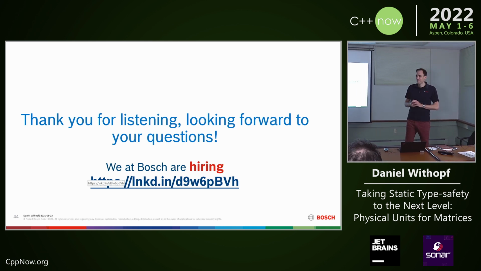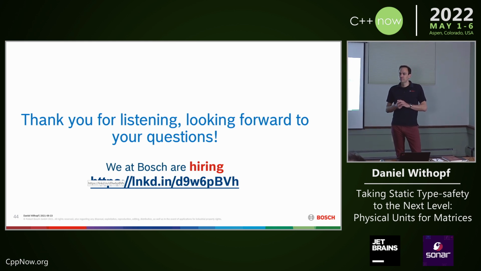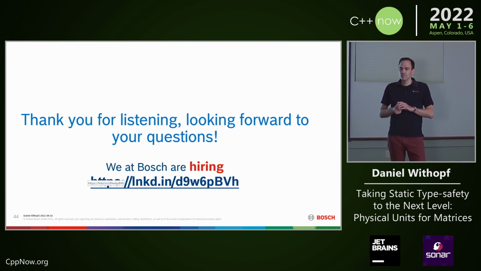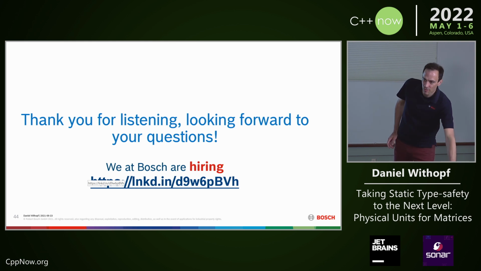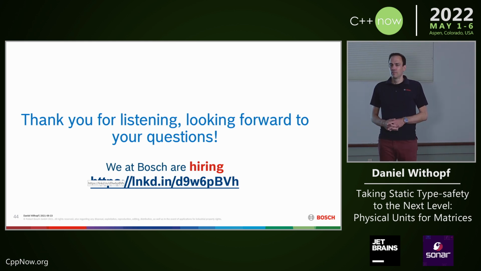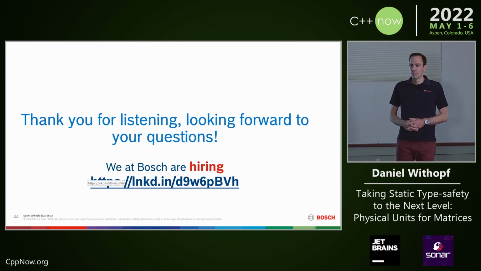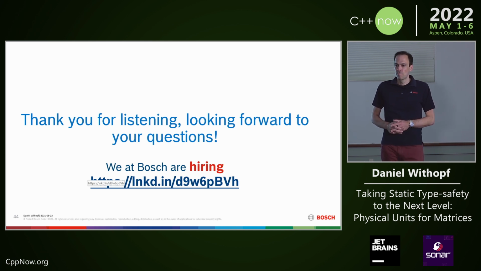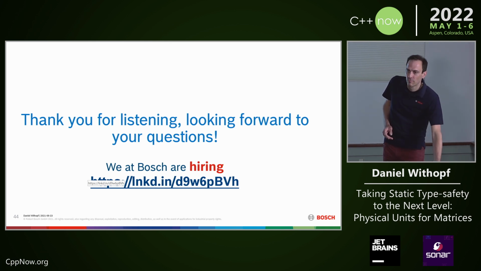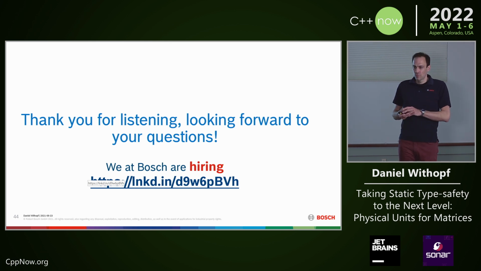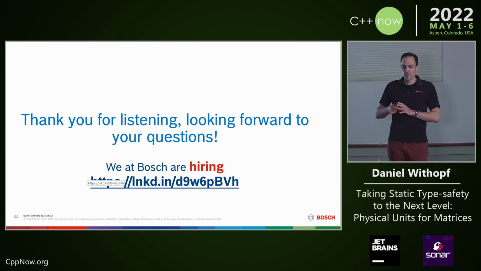Yep. Question about reference frames. So you're encoding the reference frame in the type. Right, yes, I'm encoding the reference frame in the type. You have different reference frames, and presumably at some point you want to join them. So does the library know how to transform from one reference frame to the other? The question was whether the library knows how to transform from one reference frame to the other.